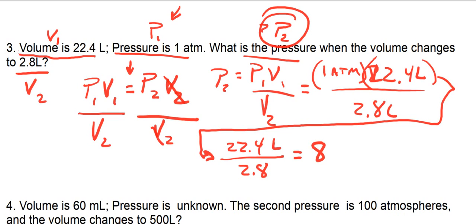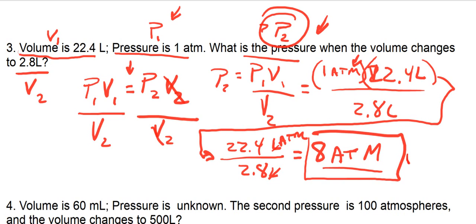I'm sorry, 8 atmospheres. Why? Because we have 22.4 liters over 2.8 liters, so the liters cancel. We have 1 times atmosphere, so that's atmosphere, because that's from here. And so that gives us 8 atmospheres. We're looking for the pressure, and atmospheres is a measurement of pressure. So P2 equals 8 atmospheres.